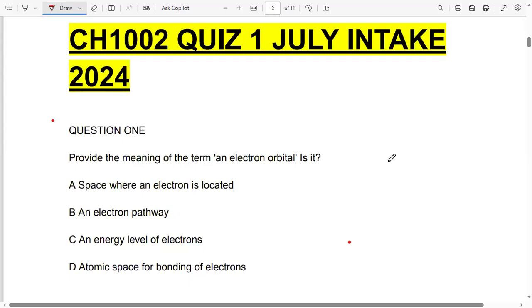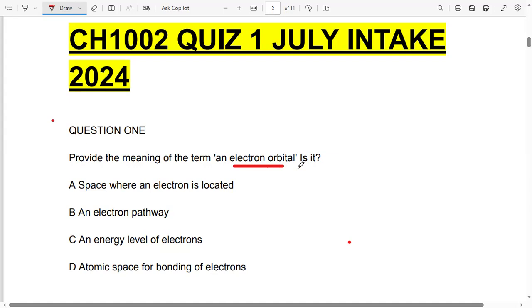All right, so we are revising Chemistry 1002 Quiz 1, which was for the July intake at Apex University. The first question is saying, provide the meaning of the term an electron orbital. So what does the term electron orbital mean?